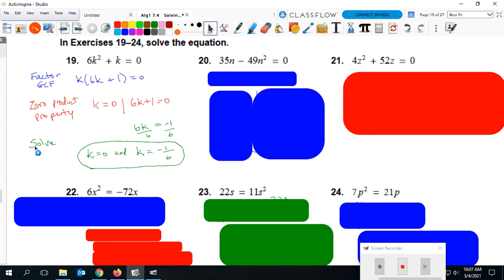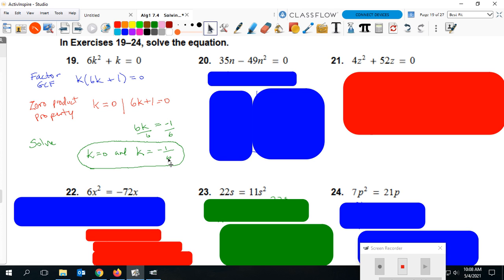So as we solve, we've already pretty much got K equals 0. That's done for us. You subtracted 1, now you have 6K equals negative 1 and divide by 6. You end up with a fraction there for the other answer, negative 1/6.